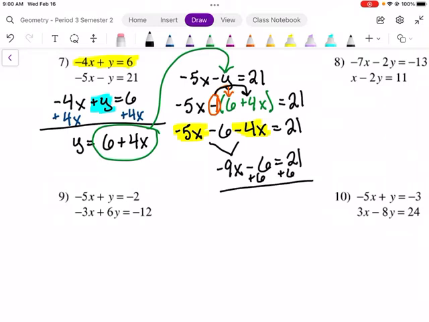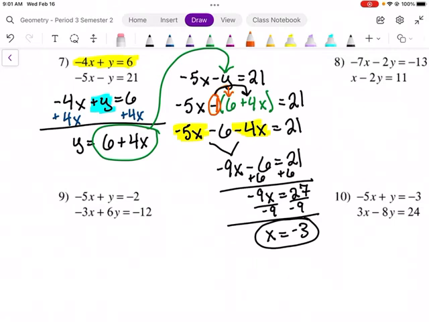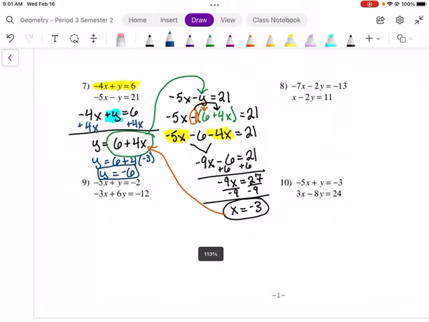Then solving for x, add 6 to both sides. Divide by -9. And we will get x equals -3. Once we have that, we're going to plug that back into our equation that we've isolated the first variable in. And we're going to get y equals 6 plus 4 times -3. And if you type that into a calculator, you are going to get y equals -6.